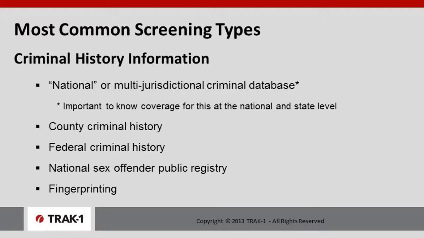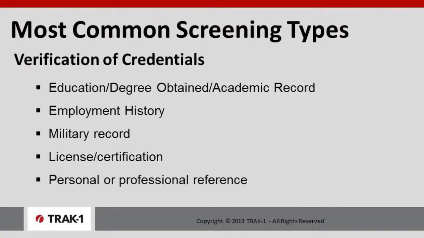And fingerprinting is also another element of criminal record searching. So when we talk about criminal record searches being a common screening type, it's important to understand that there are lots of different kinds of criminal record searches, and you need to know whether you're using the best kind given your jurisdiction, given the information you need to get.